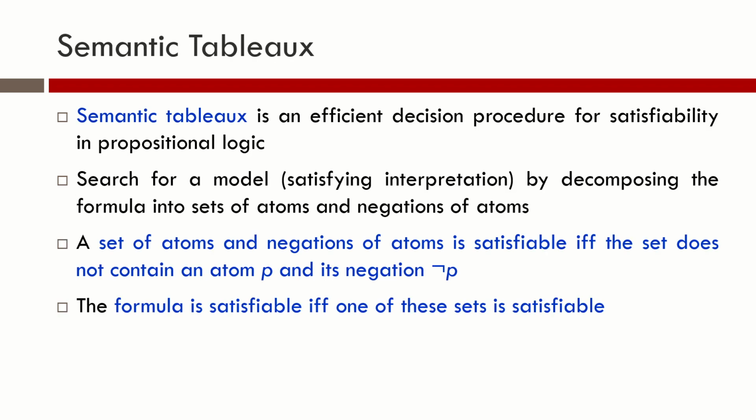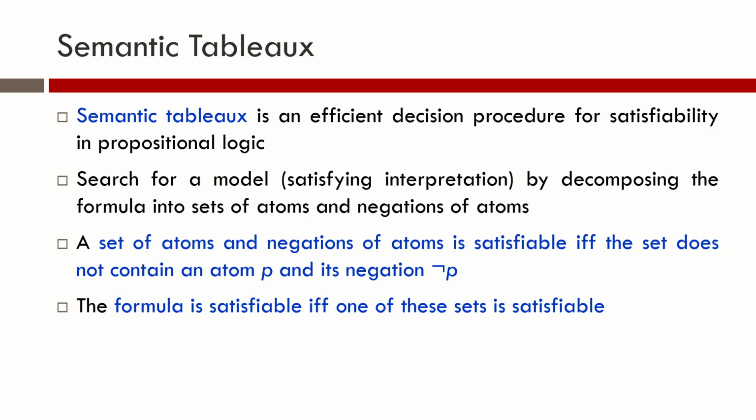Okay, so we had seen truth tables. Truth tables were actually used for finding the satisfiability of a formula. If we need to find whether a formula is satisfiable, you construct the truth table and you check whether the truth value of the formula is true for at least one interpretation. If it is true for at least some interpretation, then we consider it a satisfiable formula.